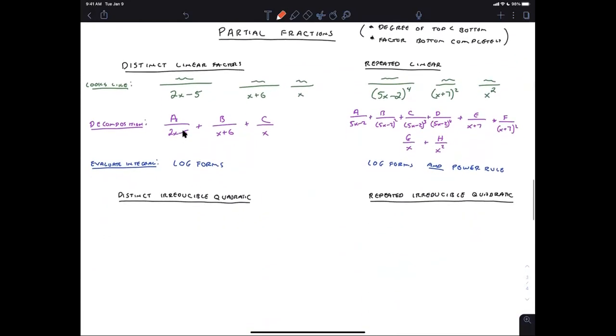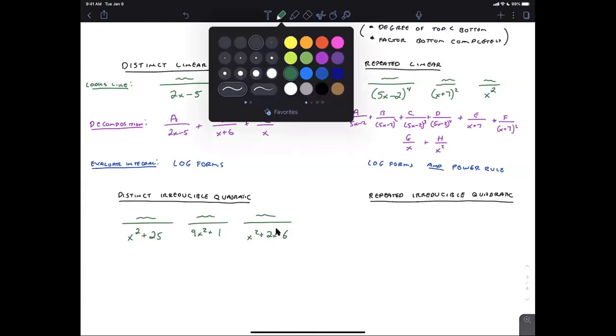So within partial fractions, what does this look like? Well, it looks like when you have something over x squared plus 25, or something over 9x squared plus 1, or something over x squared plus 2x plus 6. So double check, but b squared is 4, 4ac is 24, so b squared minus 4ac is negative, so that is irreducible. If this is reducible, you would break it down into these. But if it's not, then it's an irreducible quadratic, and you deal with it this way.